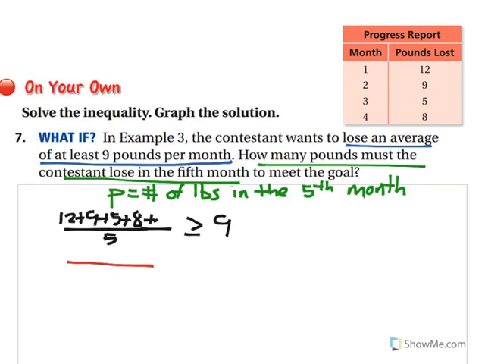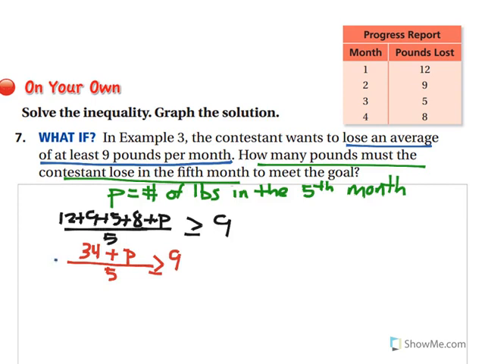Wow, a little bit of technical difficulties. I apologize for that. Still getting used to the software. I made a mistake there. So again, let's try that again. I meant to put a p up here, not an x. So I'm going to end up having 34 plus p divided by 5 is greater than or equal to 9.